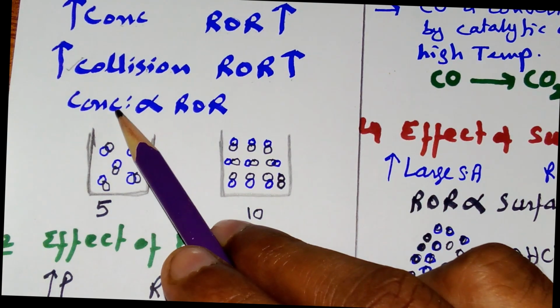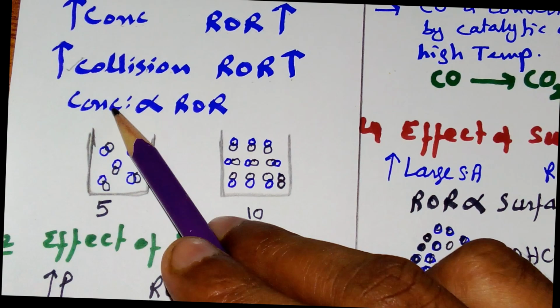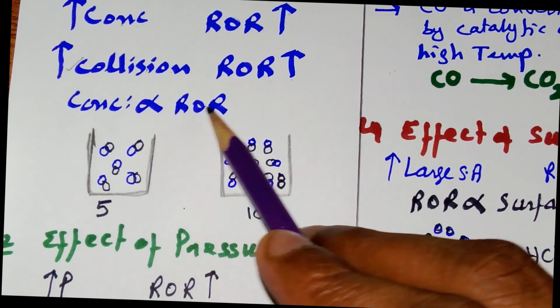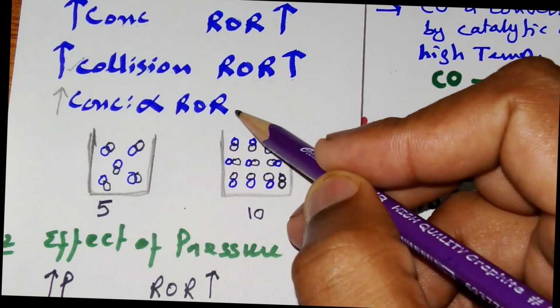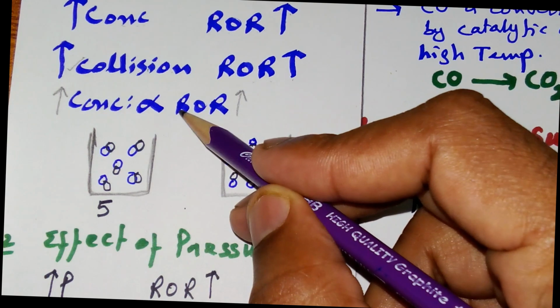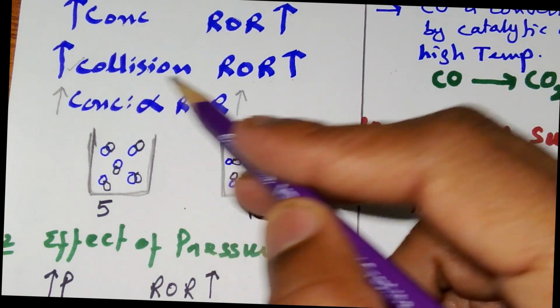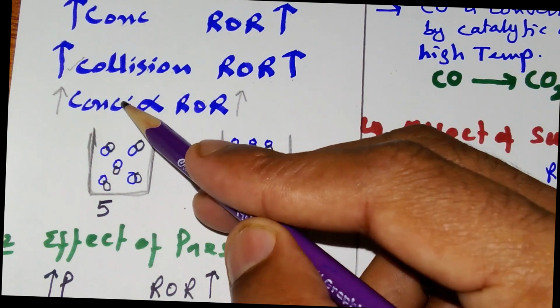If we see the relationship between the concentration and the rate of the reaction, the concentration is directly proportional to the rate of the reaction. If we increase the concentration, definitely the rate of the reaction also will increase. So both are directly related. The rate of the reaction depends on the concentration.